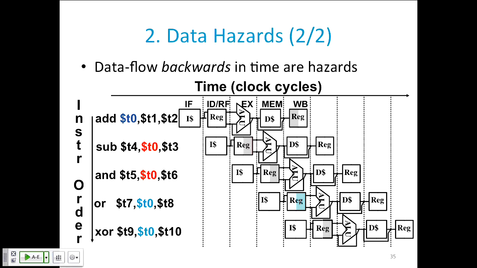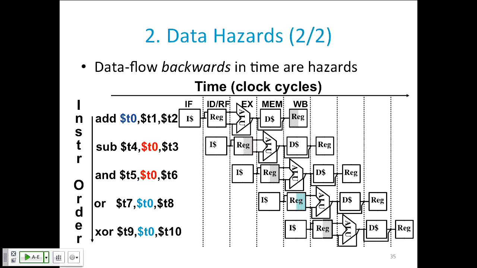Similarly, this one is also trying to read, and even at this point, it's still earlier. Now, at this point, if we write in the first half and read in the second half, the value will be available in here and also for this instruction. So these two instructions have a problem. They're trying to read a value that hasn't been written yet.